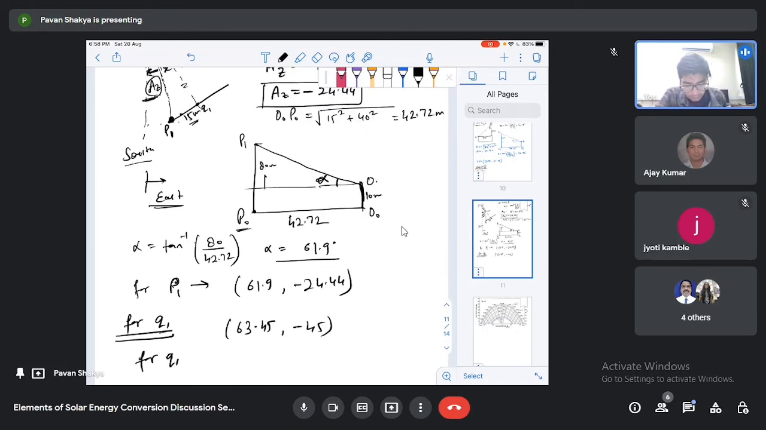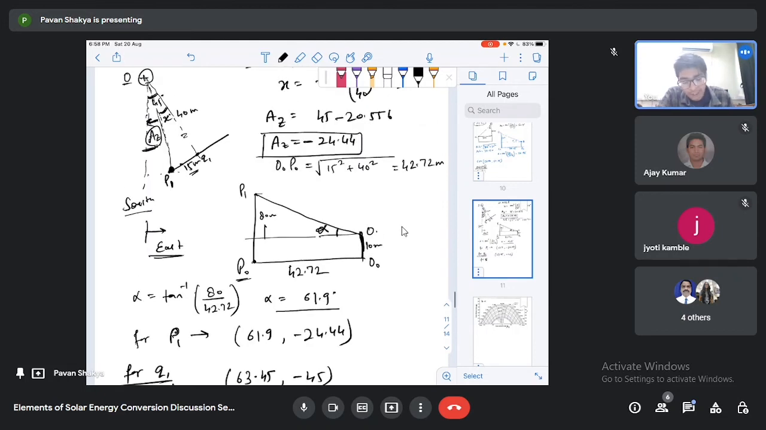Now for R1, if you want to solve for the azimuth angle, when you solve, you will find this one will be the azimuth angle for this point R1. So you can now directly understand that this Az value will be 45 plus x. Why plus x? Because these triangles, this triangle and this triangle, are similar.